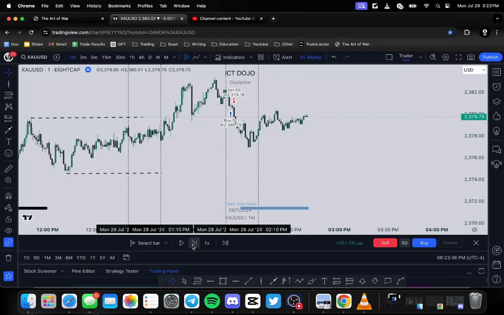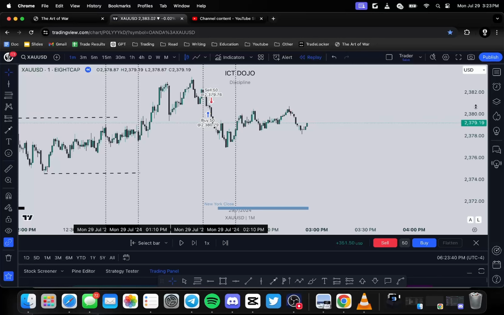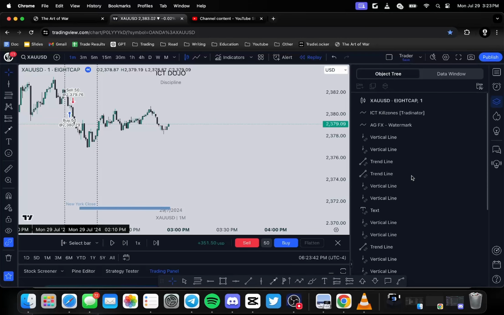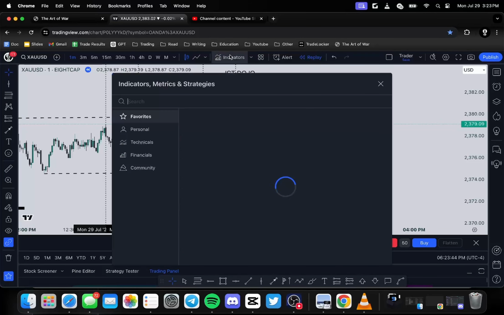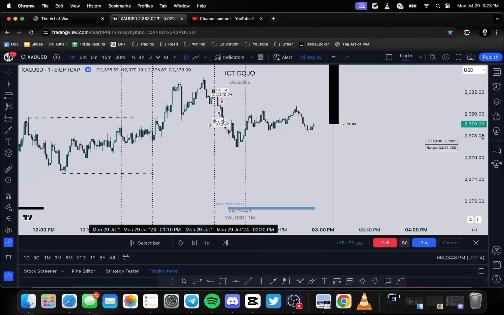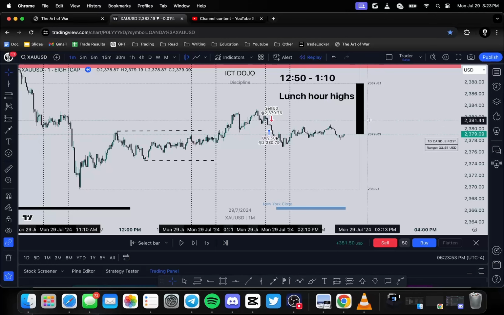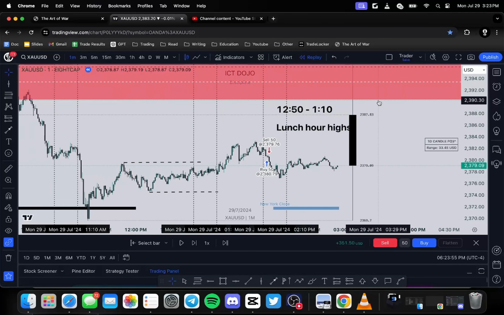New York close. Okay, let's look at power of 3. Power of 3. So this is how the daily candle is looking right now. Obviously we want this daily candle to close bearish more than we want it to close bullish.